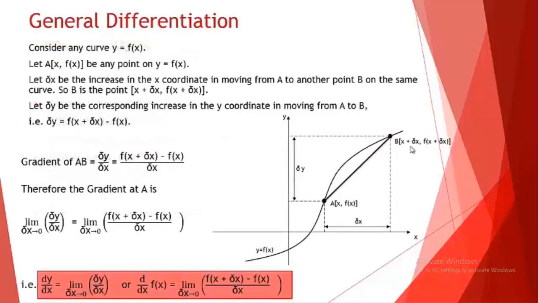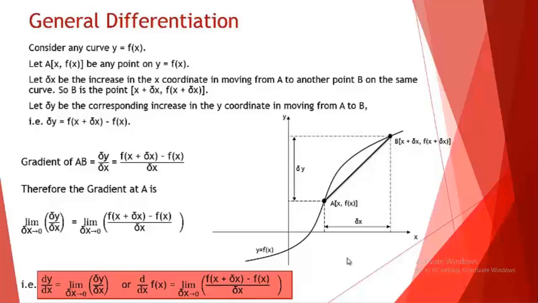General differentiation. Consider any curve y equals f of x. So the curve is shown in this diagram. Let A, (x, f of x), be any point on y equals f of x. Let delta x be the increase in the x coordinate in moving from A to another point B on the same curve. So B is the point (x plus delta x, f of x plus delta x). Let delta y be the corresponding increase in the y coordinate in moving from A to B. That is, delta y equals f of x plus delta x take away f of x.